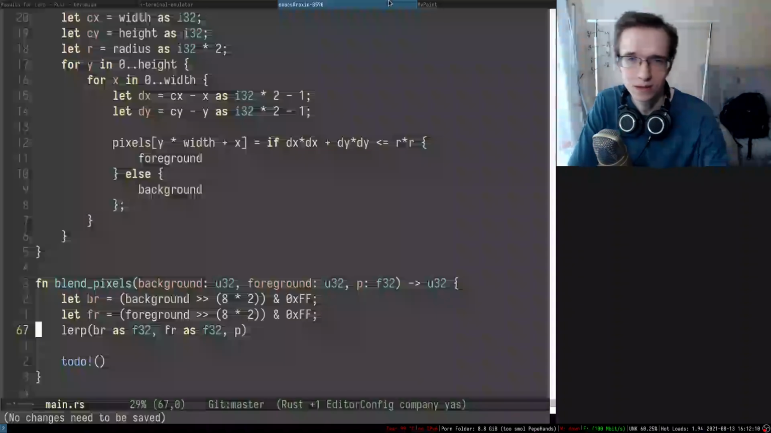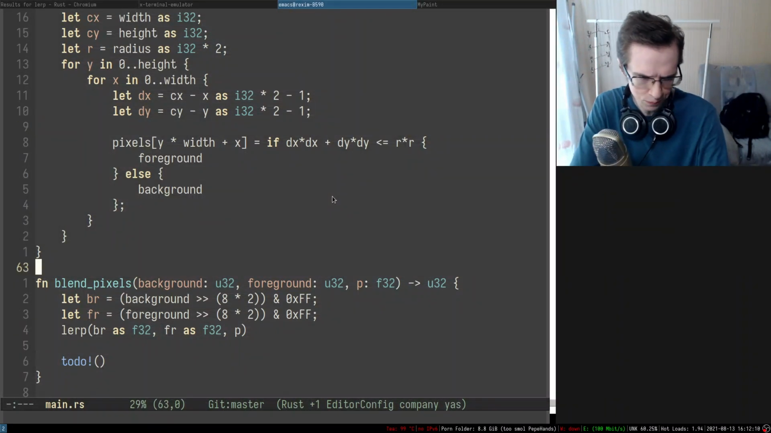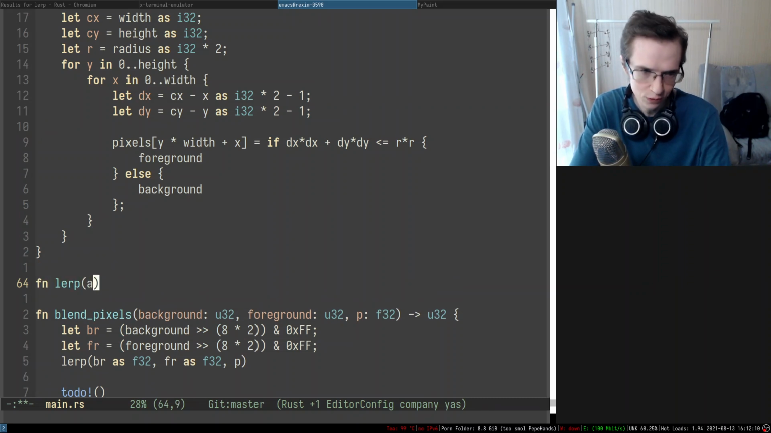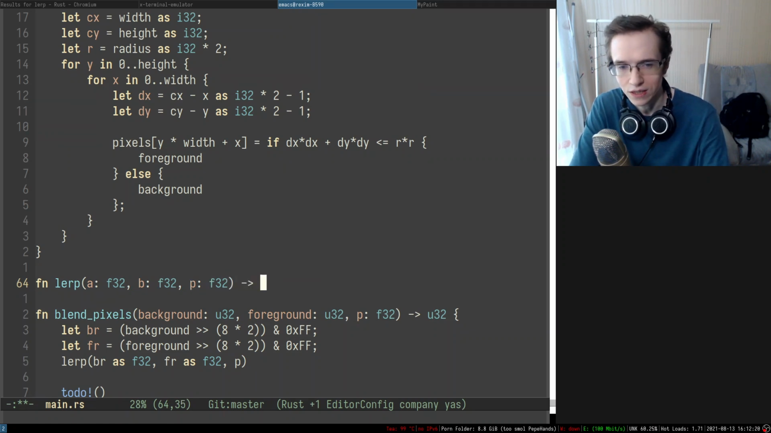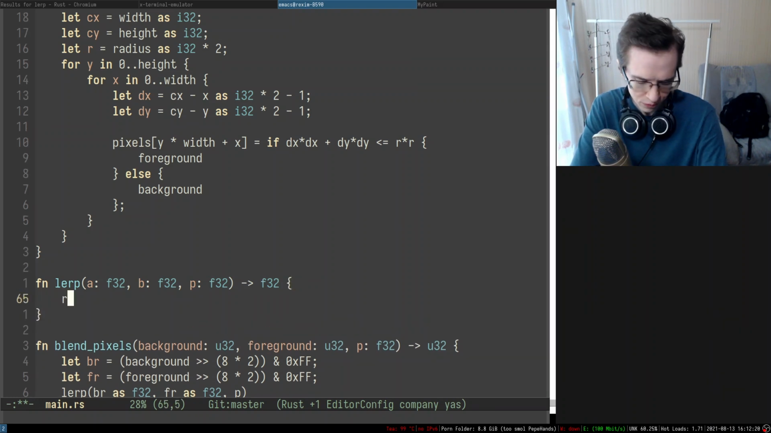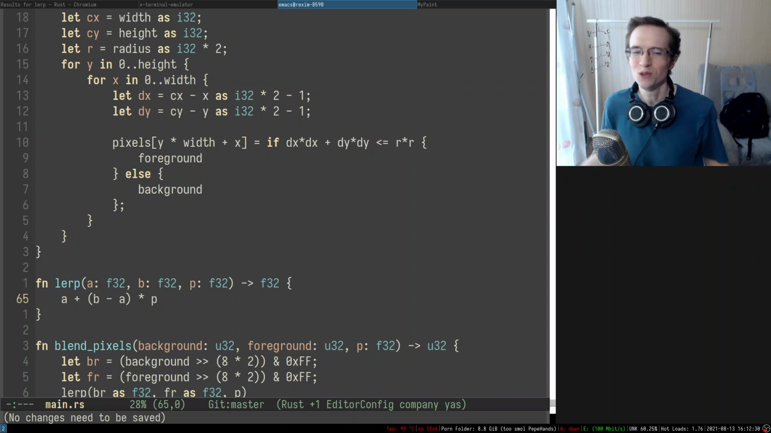Cool. Okay. Anyway, so let's actually implement lerp. You take A, you take B, and you take the P, I suppose. So this entire thing has to return F32. The way that you implement it, you basically return A plus B minus A multiplied by P. That's it. So that's probably why it is not in the standard library.